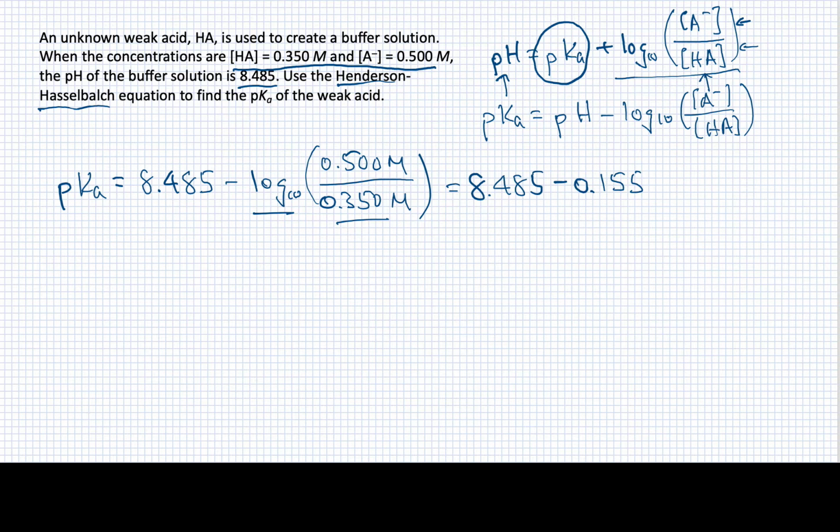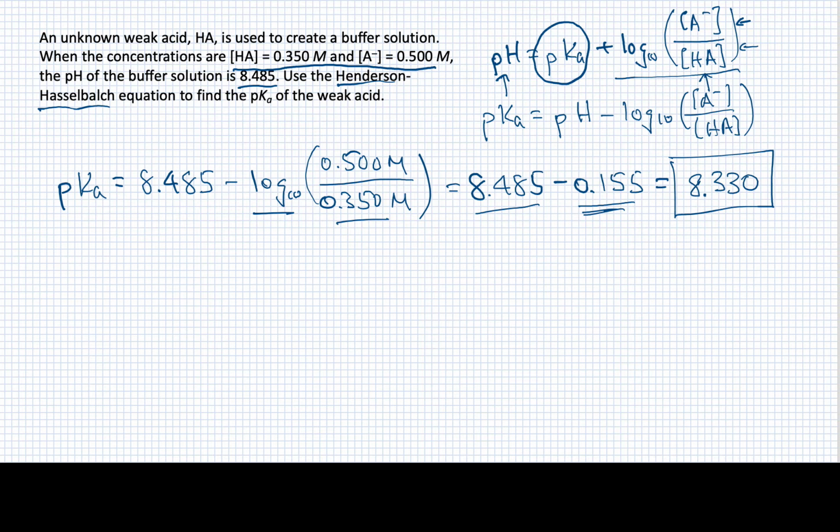0.155. Now you'll notice that this is not very large. That's indicative of a buffer solution. This ratio, the closer it is to 1, if it were 1 the log would be 0. So the closer the ratio is to 1, the closer this number will be to 0, and the less it changes the pH when you create that buffer. So in this particular case, the pKa for this particular solution is 8.330, and that would be the answer to this problem.